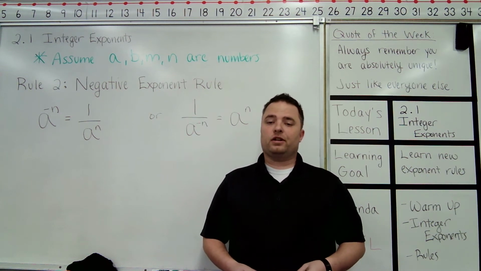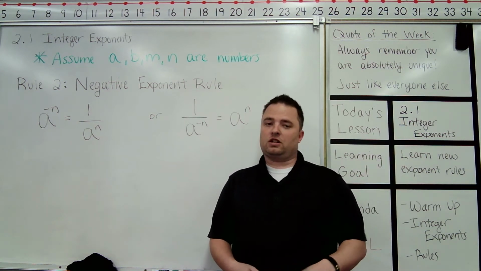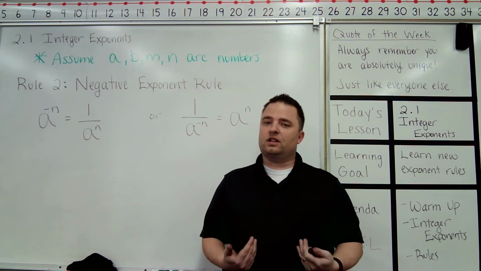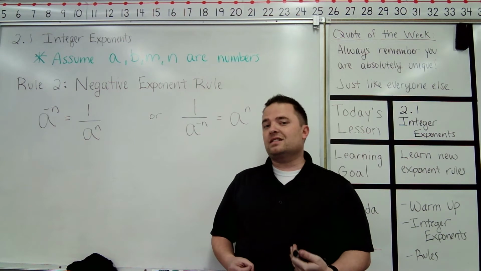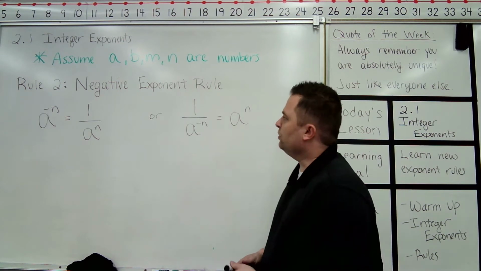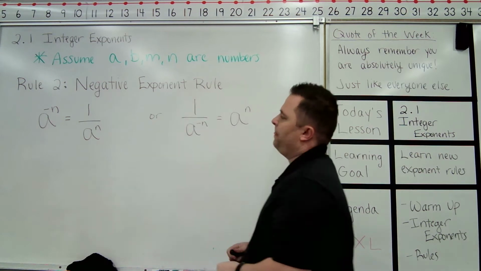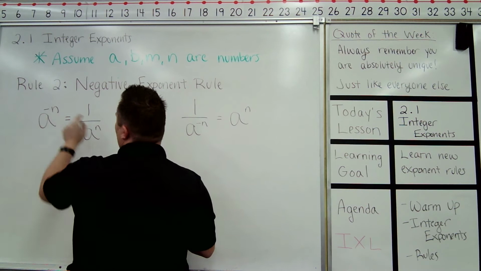Today we're continuing our coverage of 2.1, the integer exponents, but this time we're talking about Rule 2. In my opinion, Rule 2 is probably the most difficult to understand, but it's the most important, okay? And the reason is this. Rule 2 is called the negative exponent rule. And it's called that, obviously, because we're dealing with negative numbers as exponents.